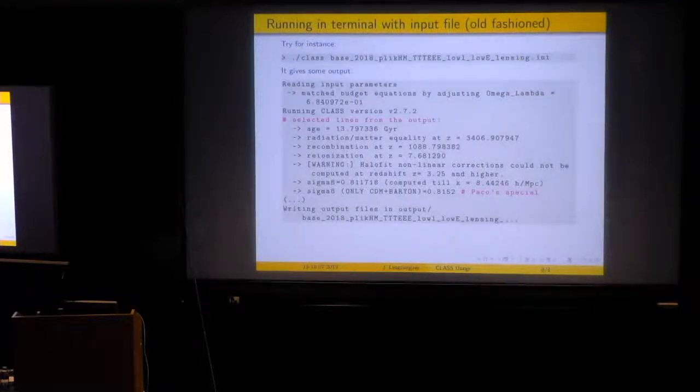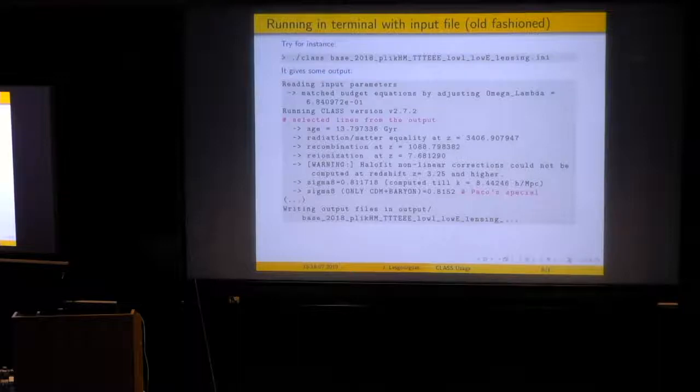I suggest now that you try to run this file, which is the best fit of Planck 2018. So .class base underscore 2018, tab completion on your terminal, and you get some output. You notice that the code runs in, depends how many cores you have on your PC, but the order of magnitude is a second. And you get many lines of output, and these are interesting information that are given to you as a user because they are not things that you passed in input.